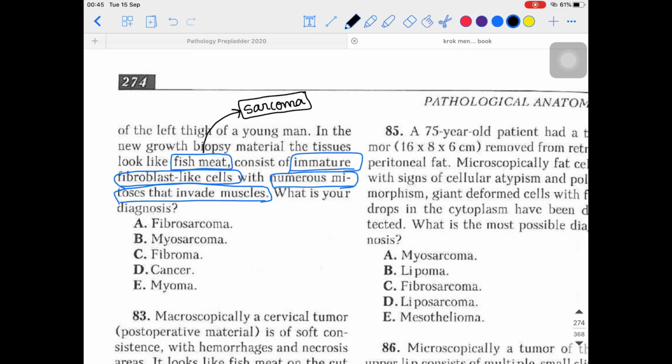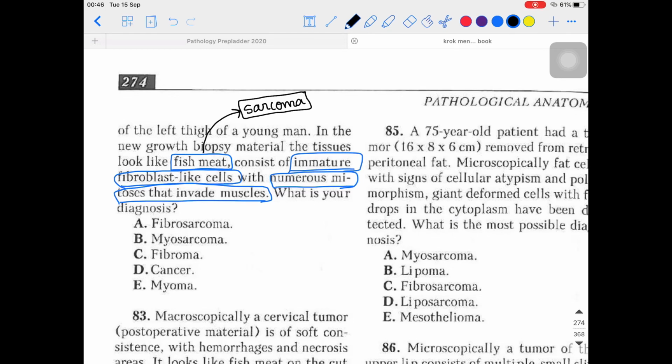Look how to differentiate between fibrosarcoma and myosarcoma. Myo includes the component of muscles, definitely, but here they didn't involve the muscle. Yes, they said the numerous mitoses that invade muscles, but you need to see that they are also talking about the immature fibroblast cells, isn't it? Now let me talk about fibrosarcoma in some detail. In fibrosarcoma, first of all, it occurs in the deep soft tissues, and it shows three things.